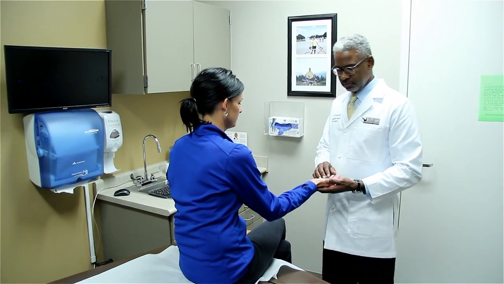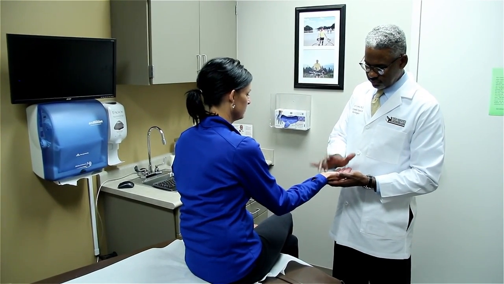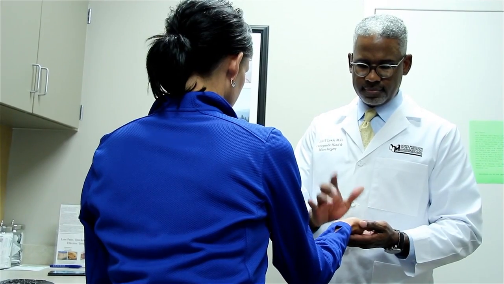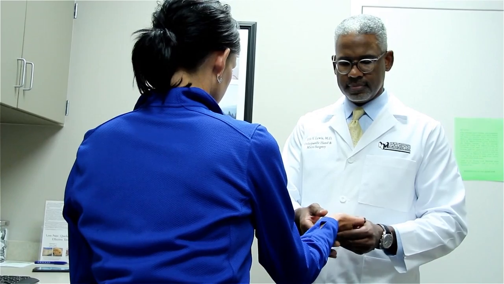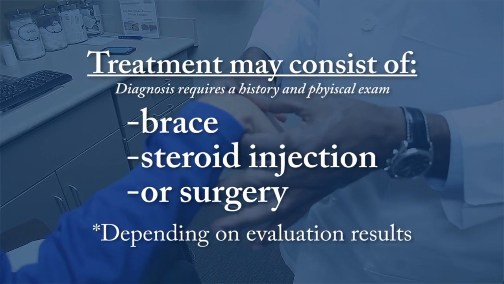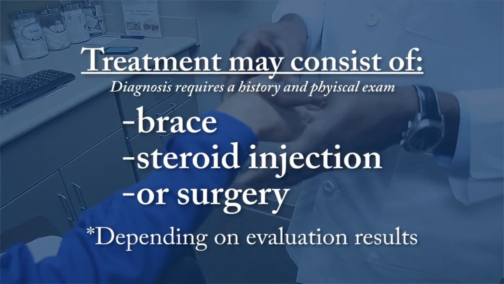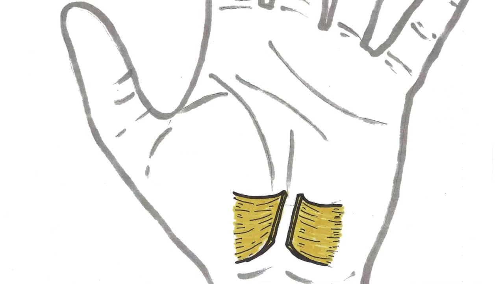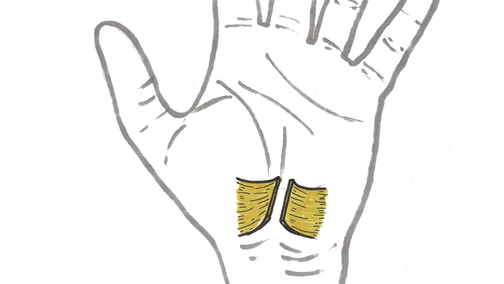Diagnosis of carpal tunnel syndrome requires a history and physical exam to determine if the median nerve shows any signs of irritation. A test to evaluate how well the nerve functions and if the muscles are healthy may also be performed. Treatment may consist of use of a brace, steroid injection, or surgery depending on the results of these evaluations. Surgical treatment is designed to cut the transverse carpal ligament and decrease the pressure inside the carpal tunnel.